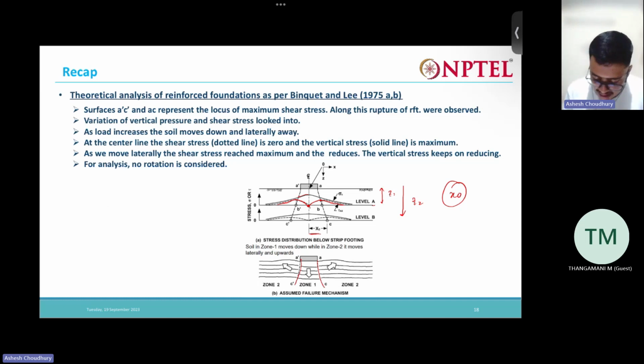So they looked into the variation of vertical pressure and the shear stresses. As the load increases, the soil moves down and laterally up. The central portion we divided into two zones, zone one and zone two. Zone one moves downwards, and zone two moves laterally outwards. Okay, zone two moves like this, and zone one comes down. This is how the soil moves when we increase the load.